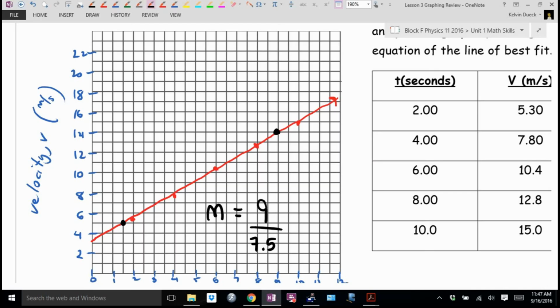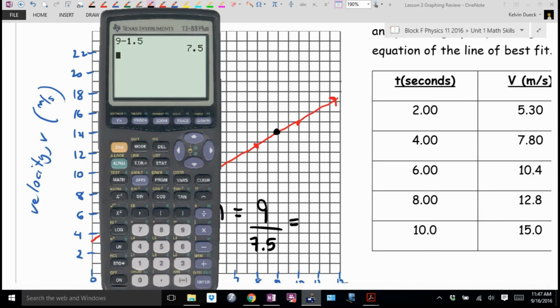In math, we tend to leave that as a fraction. In physics, we decimalize it. So whatever you got, me, when I go 9 divided by 7.5, I get 1.2. If you get a longer decimal, how about to 3 sig figs? So 1 point something something.